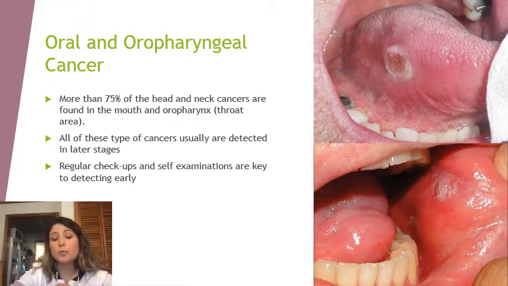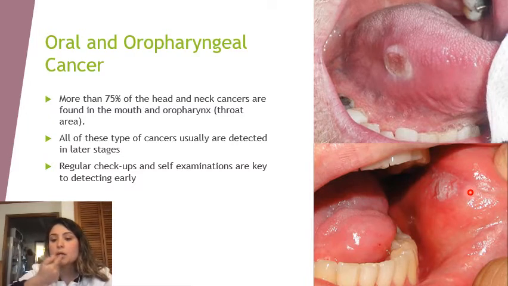That's why it's so important to do regular checkups, both at home by yourself and going to the doctor and going to the dentist regularly so that we can detect these for you. All right, so here are two examples. Here's one on the side of the tongue, and here is one on the cheek, the inside. All right, so these are both oral.